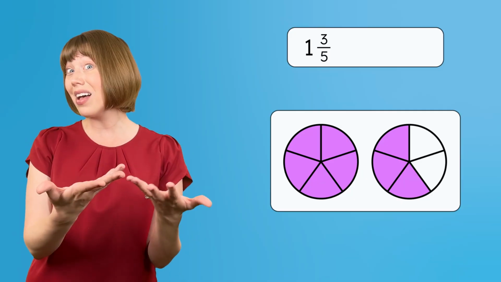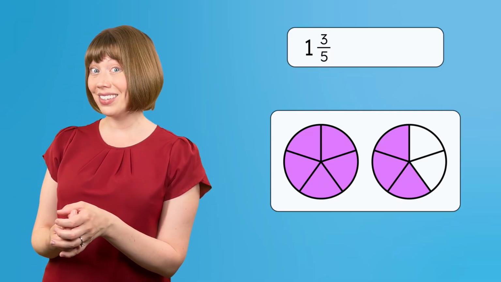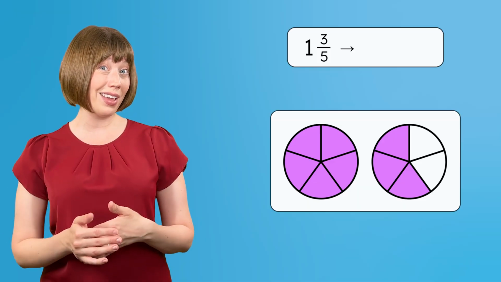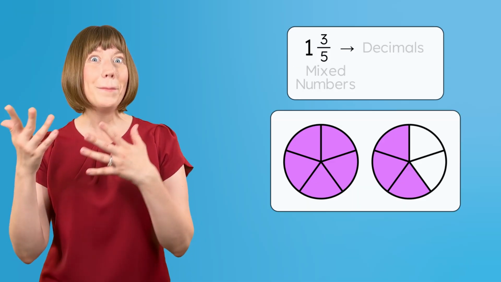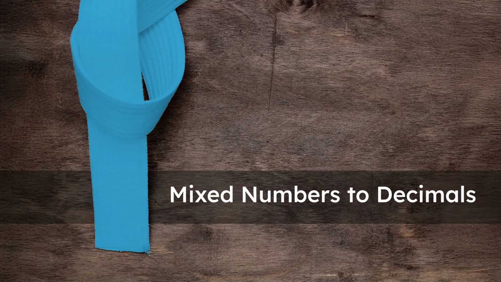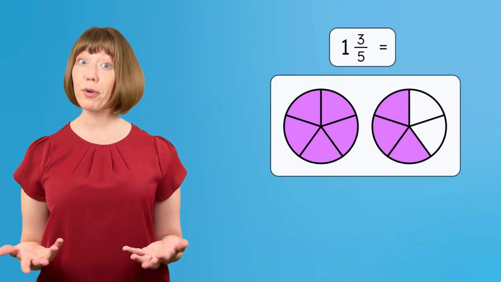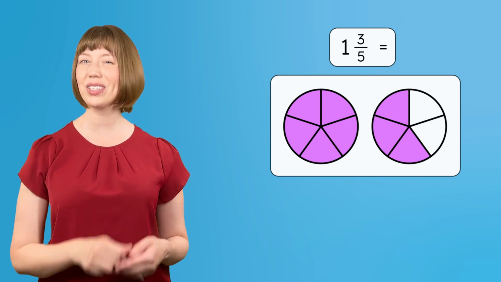What if we mixed things up and converted fractions greater than ones we've worked with so far? Any guesses on what kind of conversion that would be? Mixed numbers to decimals. That's it. Converting mixed numbers to decimals is just like converting proper fractions with 2 extra steps.